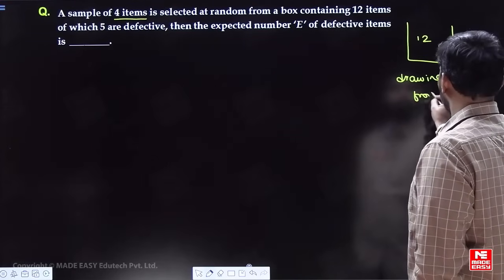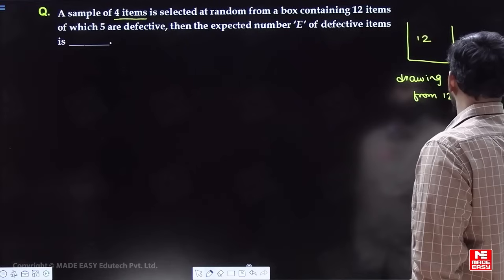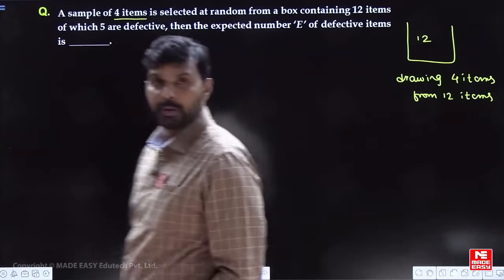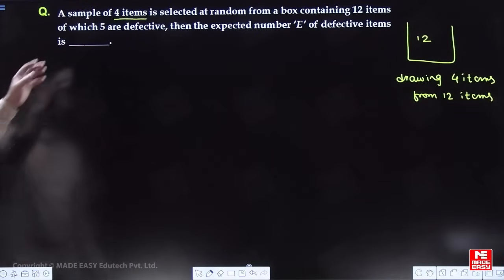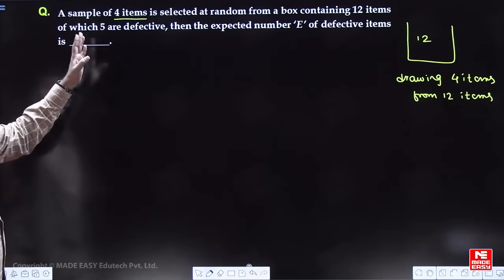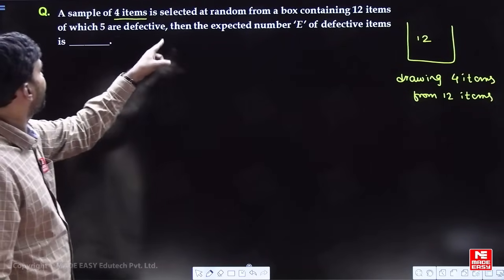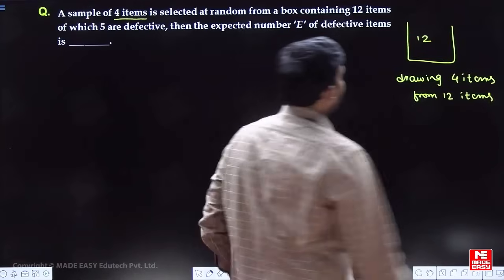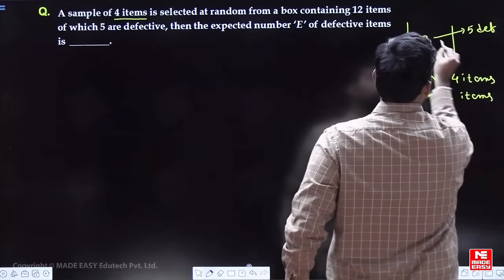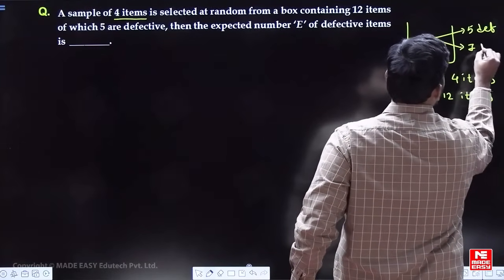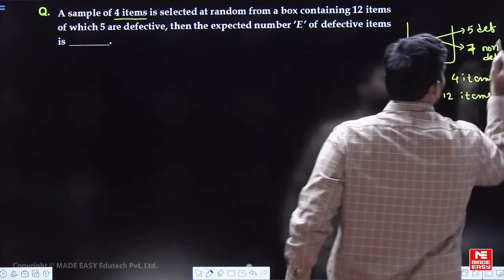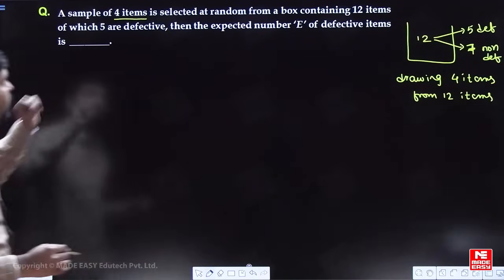From 12 items, this is the experiment. So drawing 4 items from a box containing 12 items, of which 5 of them are defective, beta. So that means 5 are defective and 7 are non-defective, right or not? 7 are non-defective here. This is what you need to understand from the data.